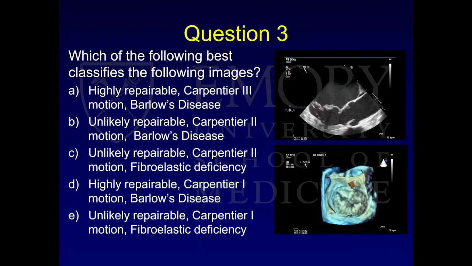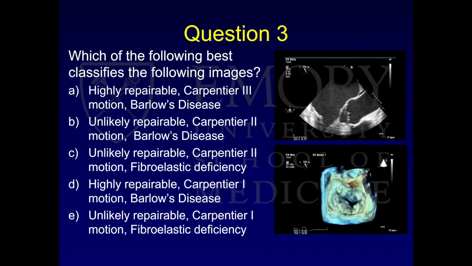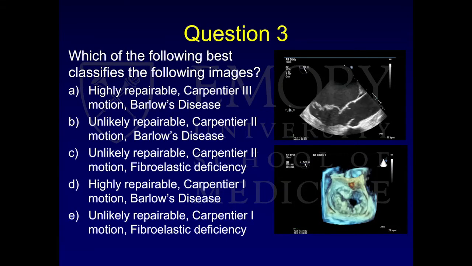All right, next question. Which of the following best classifies the following images? Your choices are a combination of whether it's highly repairable or unlikely repairable, a Carpentier classification of 1, 2, or 3, and whether it's Barlow's disease or fibroelastic deficiency. So there's A, B, C, D, E, and multiple combinations. What do you guys think or know? Does anybody even know these terms?